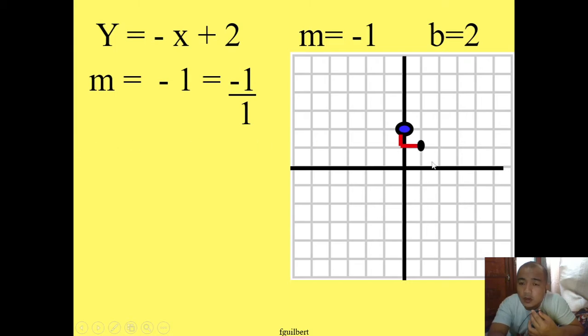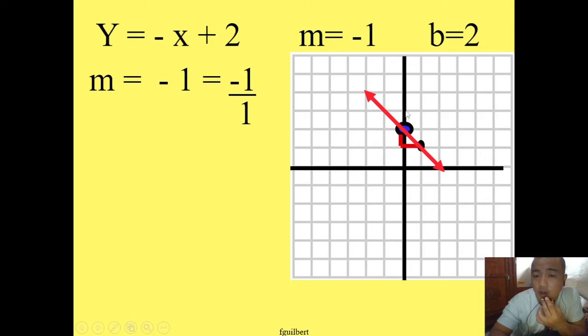Okay, the same. Pwede rin dito, pwede rin doon. Still, it passes through the 2 points. Bale, ang rise niya is 1. Still pa rin 1 is rise, run is 1 to the left because it's negative. Connecting the points, we have here now the graph of y equals negative x plus 2.